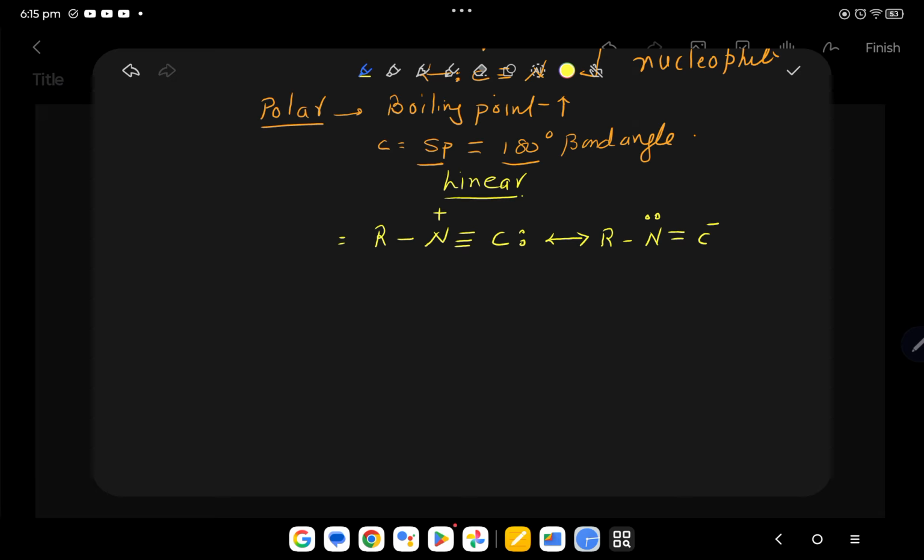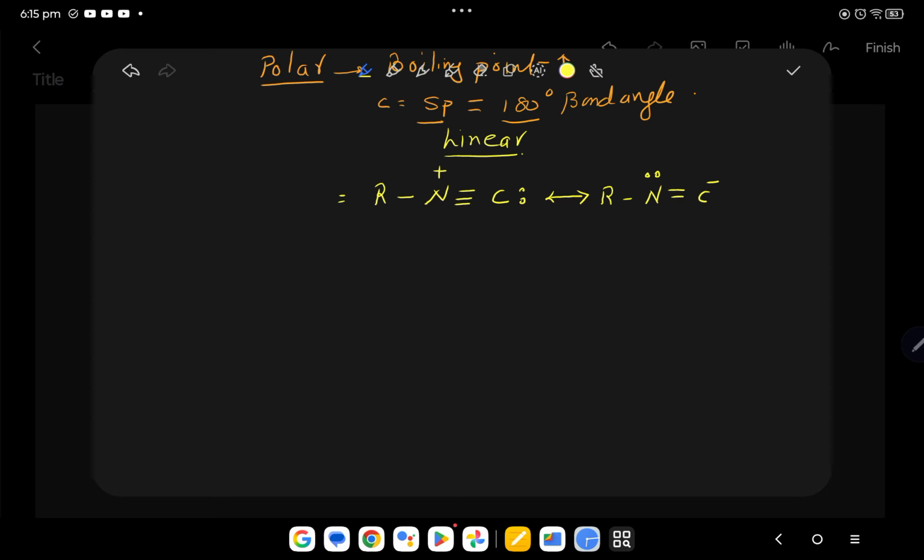They are soluble in water when the organic part is very small in size, like C1. But we can say they are not very soluble in water. And if you talk about isocyanides, they are also poisonous in nature.